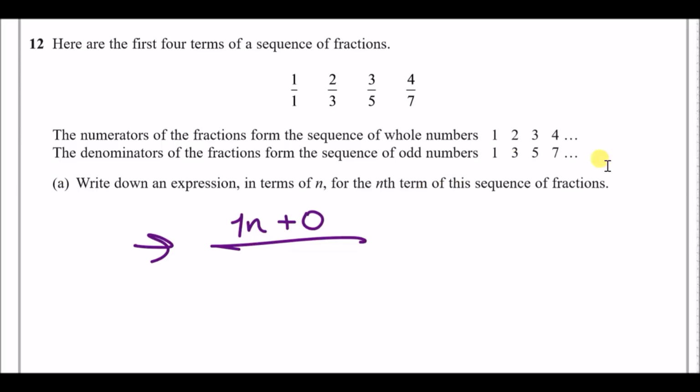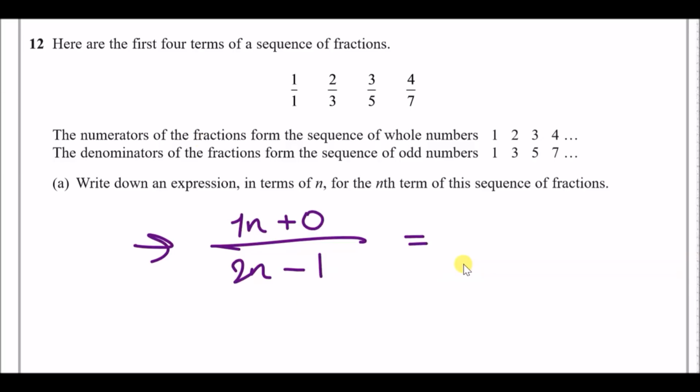Now for the second sequence, we do the same thing. We ask ourselves, what's it going up in? Well, it's going up in 2's, so it'll be 2n. And then the term before the first term, you can only get that if you go back by 2, because everything's going up in 2. So if you subtract 2 from 1, you get minus 1. And that's it, guys. This is literally your expression.